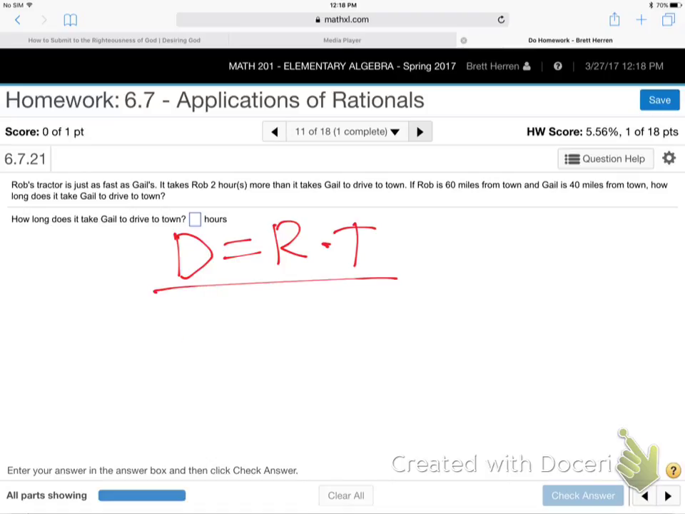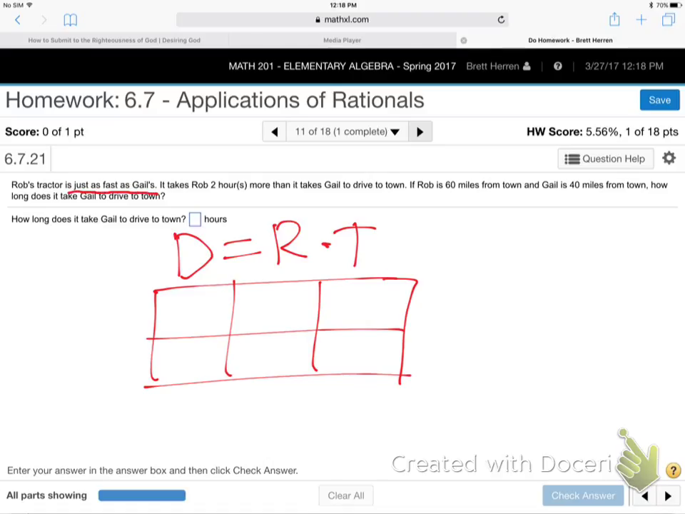All right, let me jump in and give a little bit. You're supposed to get the left 4 boxes, right? What is that word, just as fast? Equal to. We're talking Rob and Gail, and they say just as fast. So the two rates are equal. But I don't know what they are. Are they like 7 and 7 or 3 and 3? All I know is they're the same.